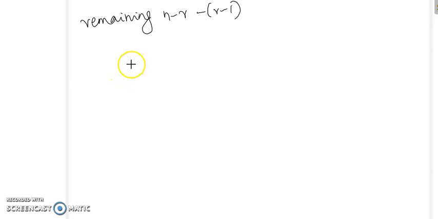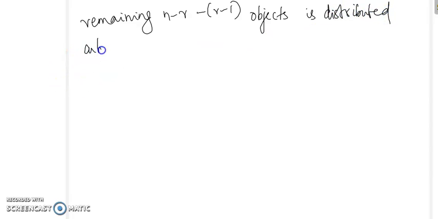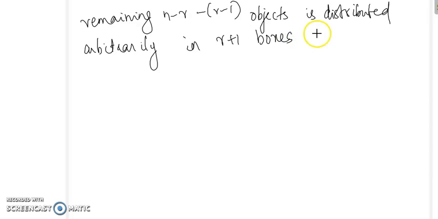So the remaining n minus r minus 1 objects is distributed in an arbitrary way. Is distributed arbitrarily in, so you have r plus 1 boxes, so including the first and last.